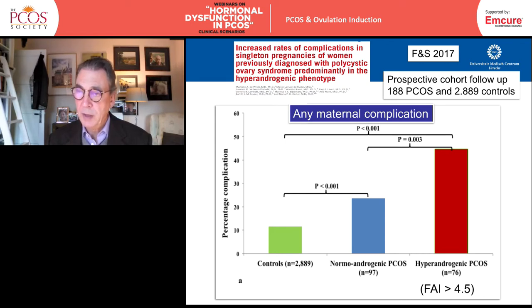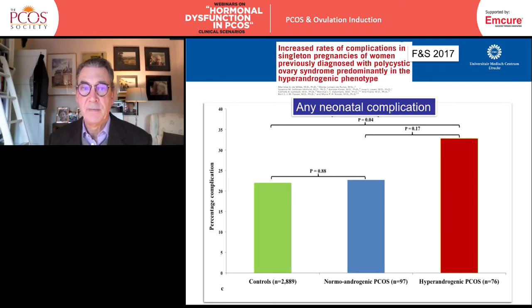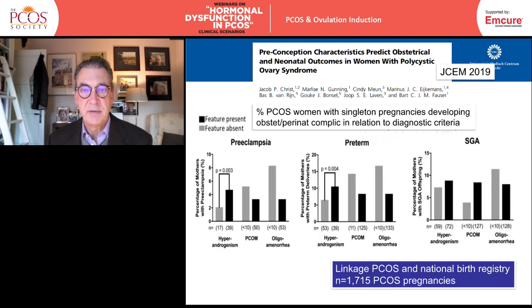So women with PCOS and elevated androgen levels have significantly higher chances of pregnancy complications compared to PCOS women with normal androgen levels. Neonatal complications, basically, it's the same. Again, this is based on prospective cohort follow-up studies done by ourselves.